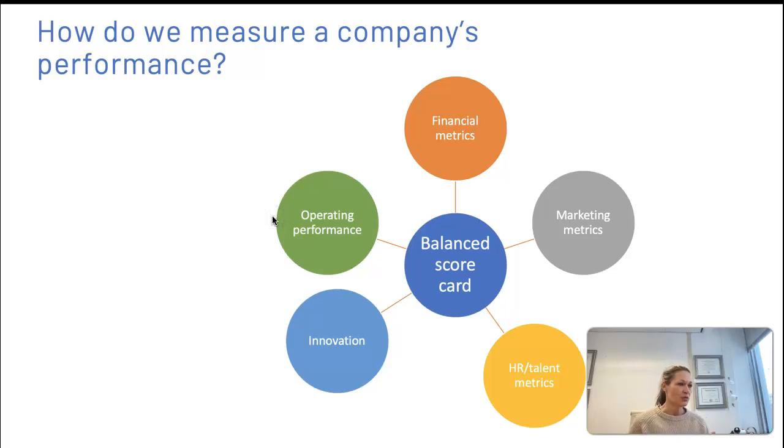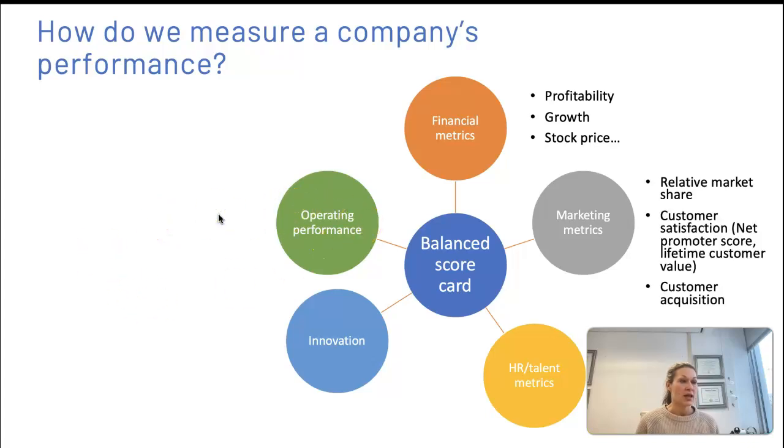So we'll talk about 5 basic buckets of data here. The most accessible are financial metrics, especially for publicly traded firms. It's very easy to get financial data, and you can look at things like profitability, sales growth. You can look at a stock price, which isn't always as informative. There's a lot of other things you can do with financial data.